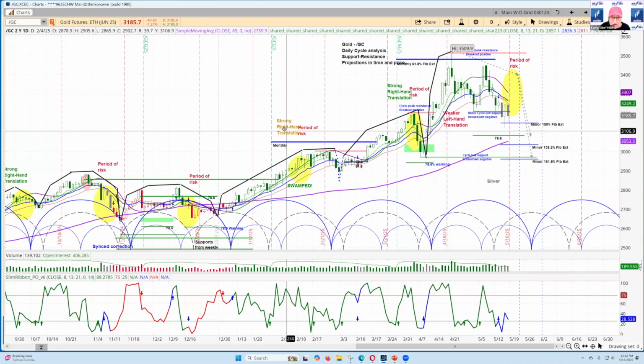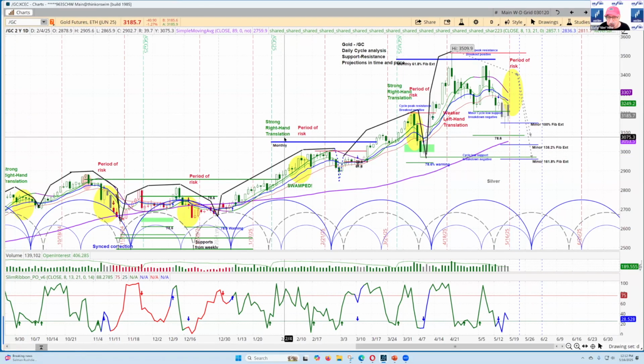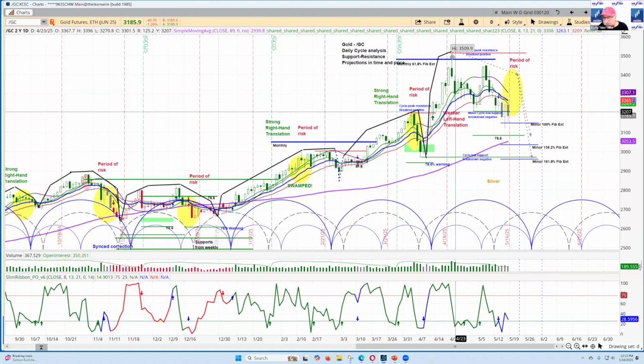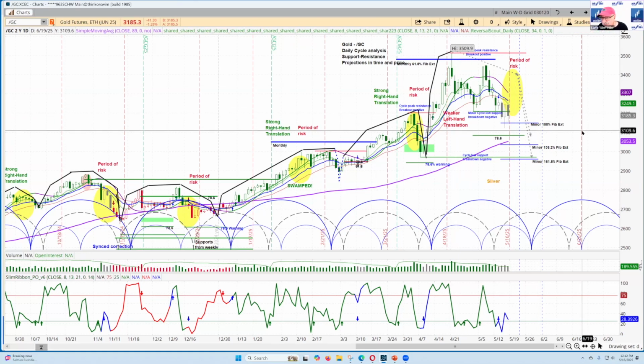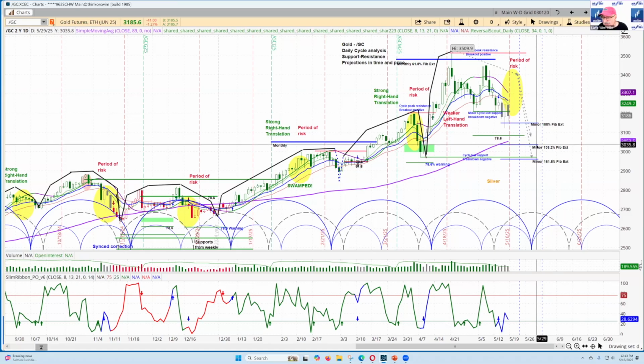If you're learning about cycle analysis, well, you see right over here where it just had a little correction. That's a strong right-hand translation there. You could see right over here a strong right-hand translation there. But what happened here is that the peak was on the left side of the cycle, and this is a weaker left-hand translation, confirmed by that break right there, and now moving into this corrective area. So here's your minor 100% fib extension right there. Here's the 138 right there, and here's the 161.8 here.